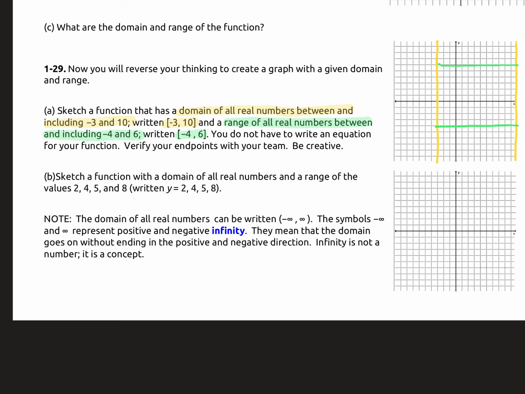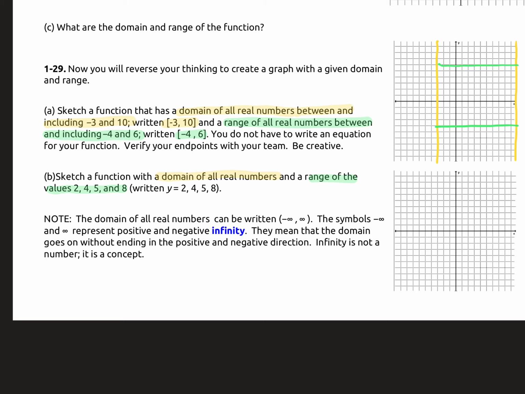The second one said, sketch a function with a domain of all real numbers and a range of the values of 2, 4, 5, and 8. Now, those are very specific values, which means your only y values that you're allowed to have are 2, 4, 5, and 8. Okay, so my domain, I'm going to go ahead and restrict my domain just like I did before, except this time I don't have to, do I? Because my domain is all real numbers. So I've got to think about how I can get a domain of all real numbers. Okay, I use every x value, but I only use certain y values. So it's a little tricky, but you've seen problems like this probably in the past.